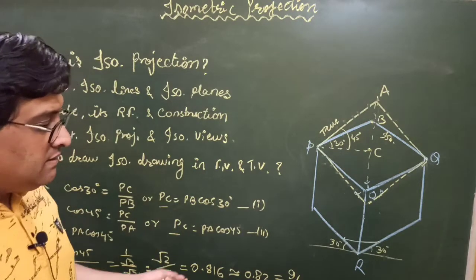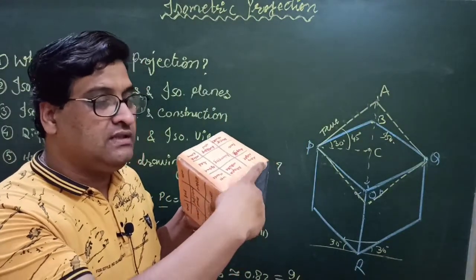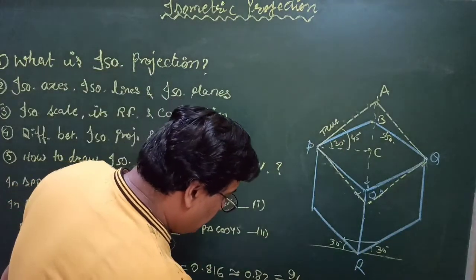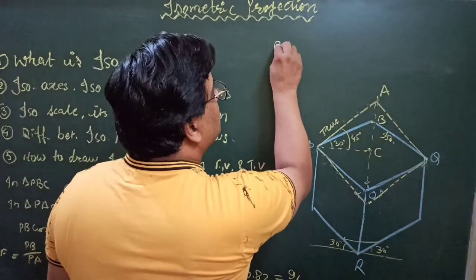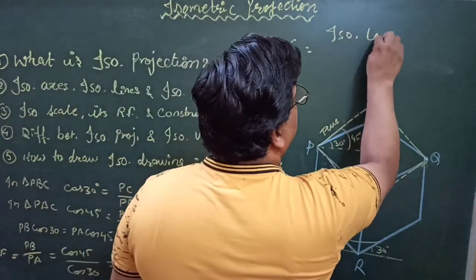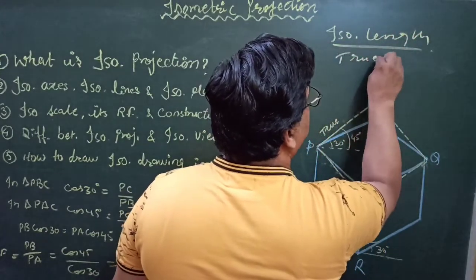So we can say that when we tilt the objects like this, the reduction in the length is equal to this one, that is 9 by 11 or 0.82 of the true length, right? And this is nothing but the RF of the isometric scale, because RF of isometric scale is denoted by isometric length divided by true length, right?